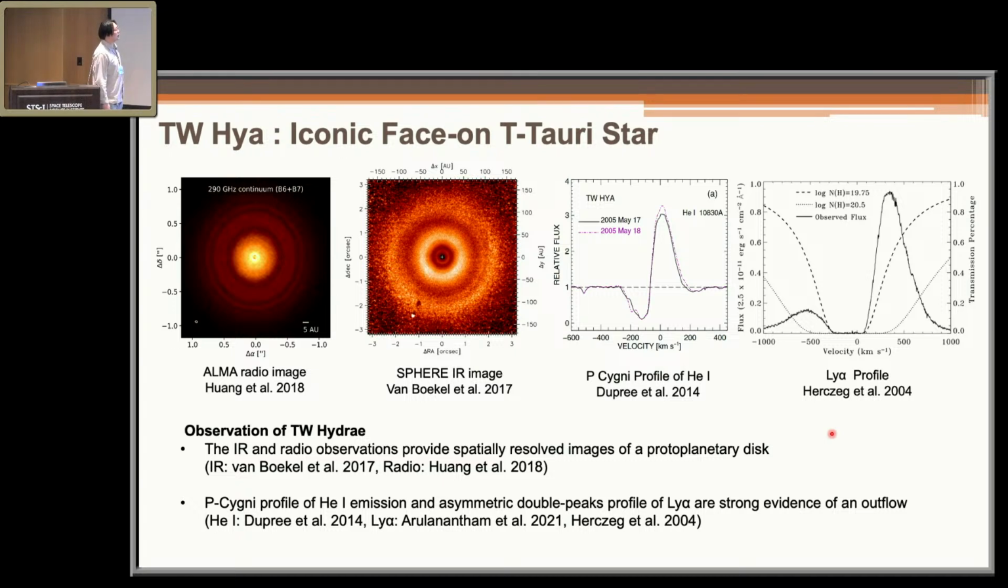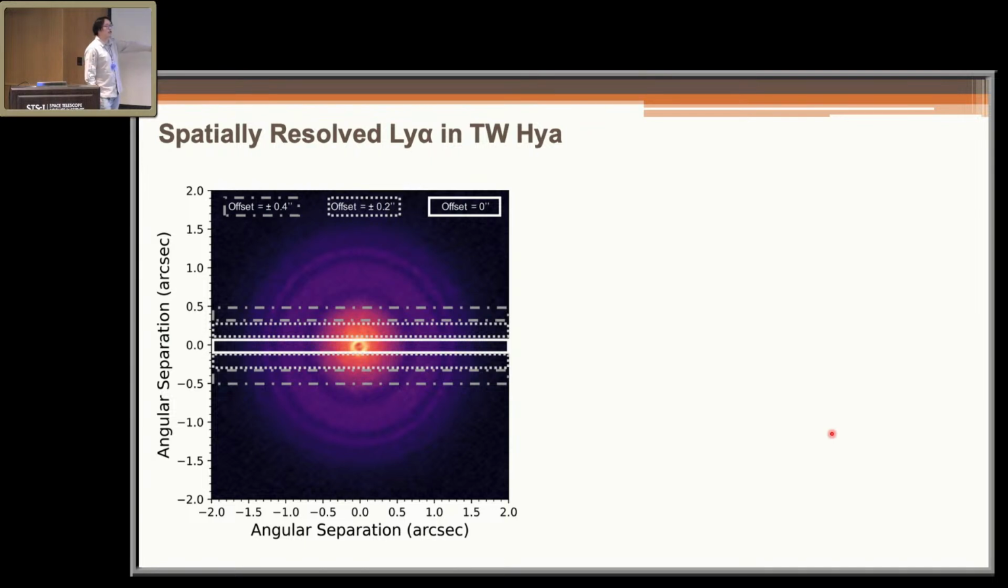Also, the helium-1 line shows the P-Cygni profile, and the Lyman alpha profile is redshifted. Maybe in the line of sight, this is based on the object, but along the line of sight, some outflow exists. The background image is the ALMA image.